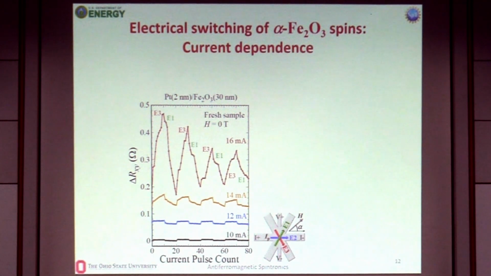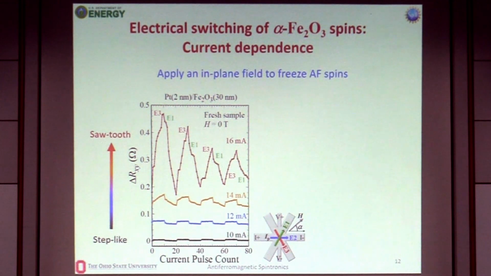Starting at 14, we see in addition to this square, there's a slope. You continue to increase that until 16, you see this much larger magnitude. We call it either sawtooth or triangular wave. It is qualitatively different from what we saw at a lower pulse current. So what's going on right here?